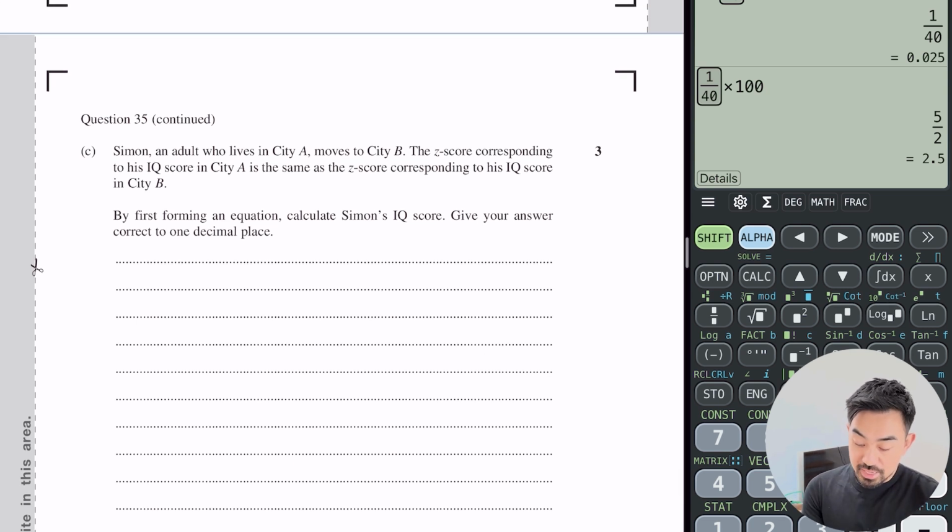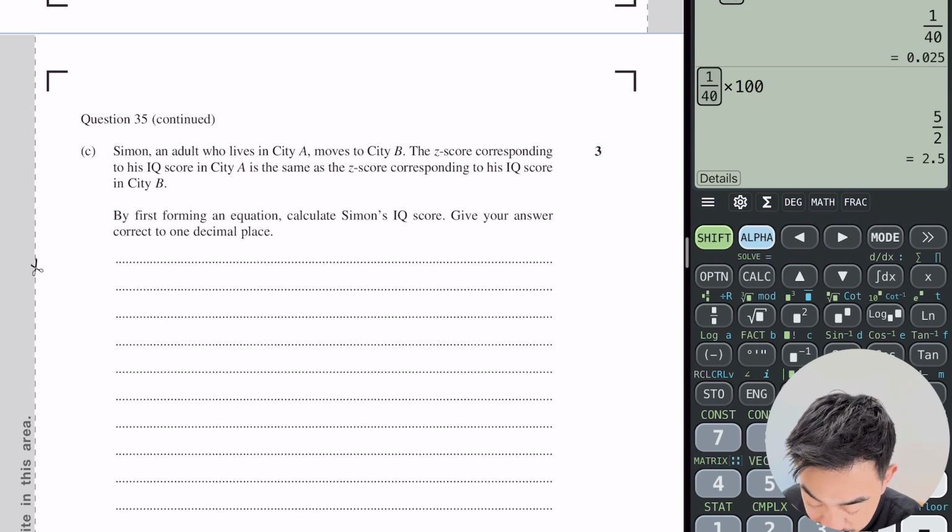Simon is an adult who lives in City A, moves to City B. The z-score corresponding to his IQ score in City A is the same as the z-score corresponding to his IQ score in City B. By first forming an equation, calculate Simon's IQ score. Give your answer correct to 1 decimal place.